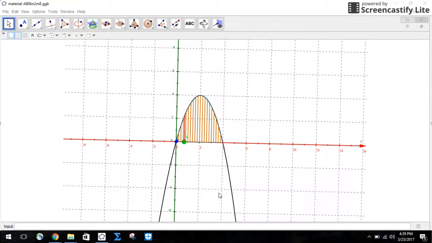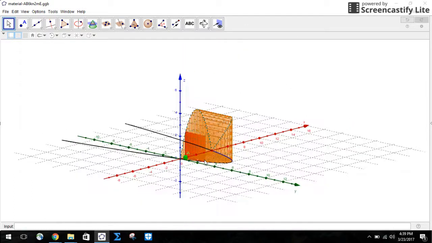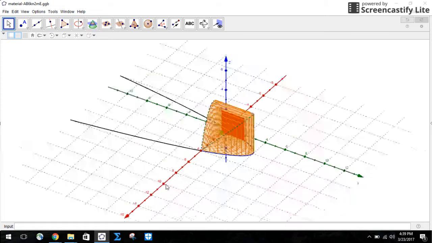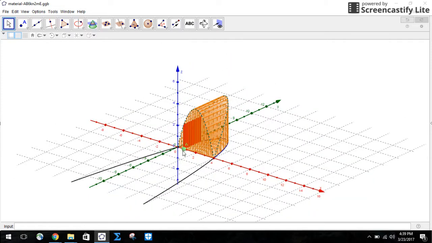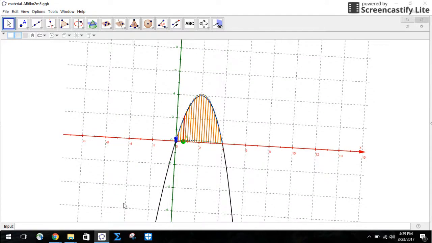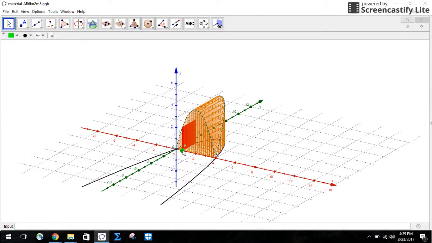Cross sections perpendicular to the base are squares with one edge in the base. Okay, so what is this again? The base of a solid is a parabola. Cross sections perpendicular to the base are squares.